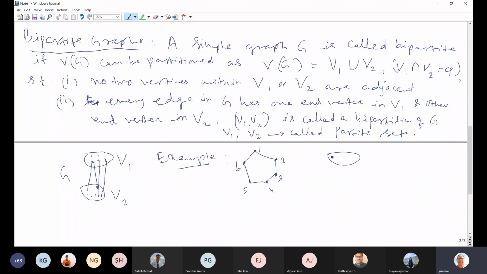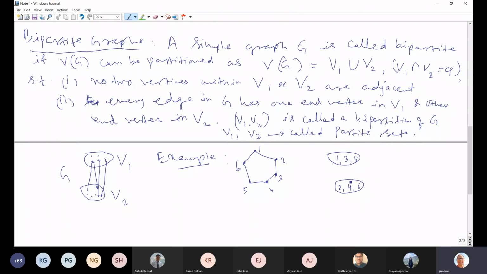I'll keep the vertices 1, 3, and 5 in one part. That's what I'm trying now, whether this will be a bipartite graph. A graph will be called a bipartite graph if we have such a bipartition. I mean, we should be able to partition the vertex set into two parts so that no adjacency will be within a part, adjacency will be between the parts. And in the second part, I'll take 2, 4, 6.